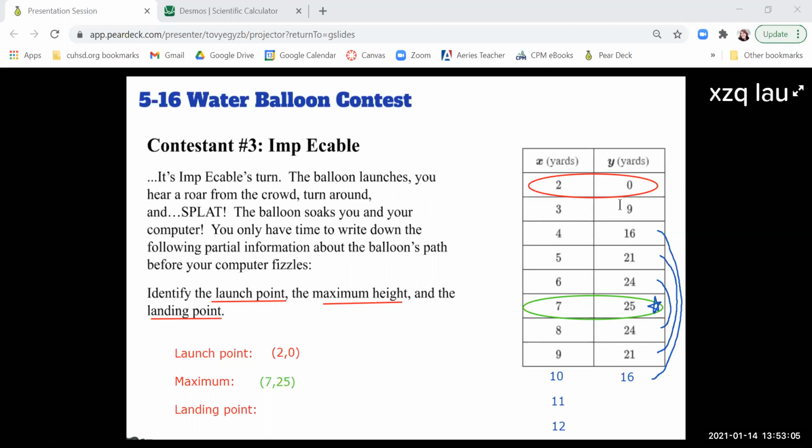And then if we follow that same pattern, the next one should be 9. And finally, the last one here that we have should be 0. And now we have the landing point, because we're always looking for a 0 in the y coordinate. And there it is. So I'm going to go ahead and type that in, that our landing point is at (12, 0).